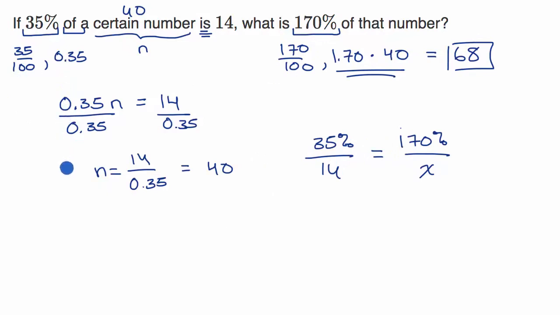So I would suggest going this way. Just really parse out what they're trying to say and write that English in math. Solve for the certain number, which we're just calling n in this case, and then figure out what 170% of that number is, which is just multiplying that number times 1.7, which is 68.